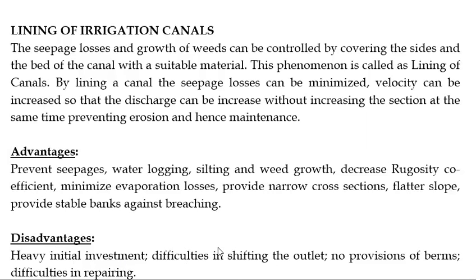And if we consider the disadvantages, then the initial investment is very high, and also it cannot be used for berm, that you can't provide any berms here in case of the lining of an irrigation canal. And also there are difficulties in repairing, and also some difficulties in shifting the outlet.